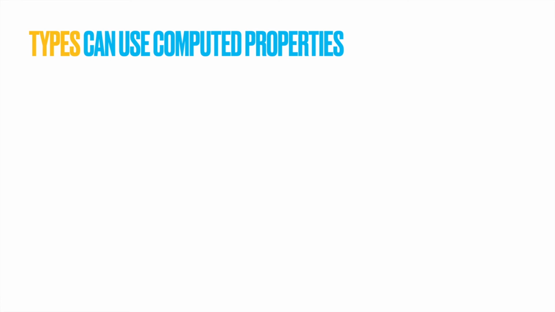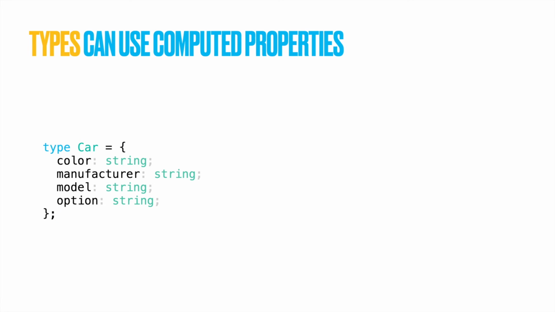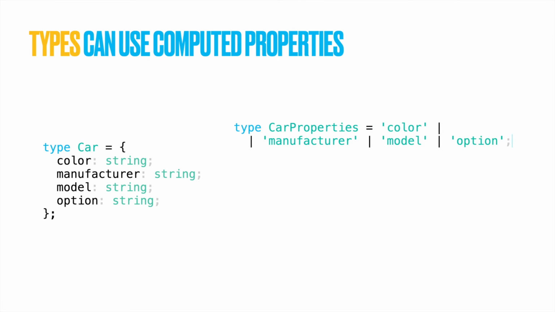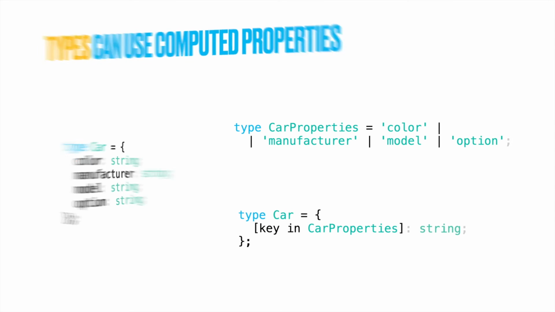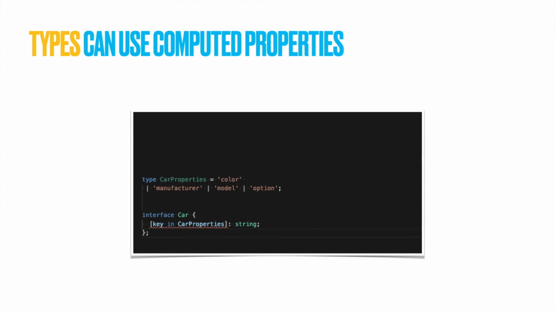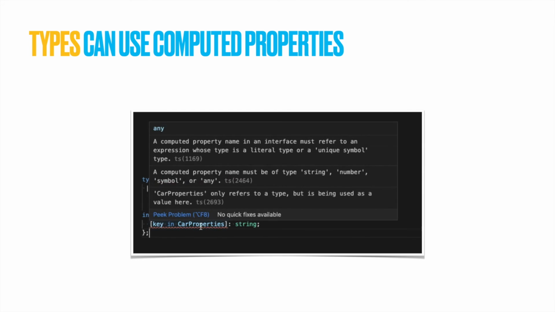Next thing, types can use computed properties. This is something for lazy devs. Imagine we have a type with a lot of properties, but of the same data type. We may declare the properties as a separate type and then compute all their types in the target type. As you can see, similar attempt in case of interfaces results in a warning.